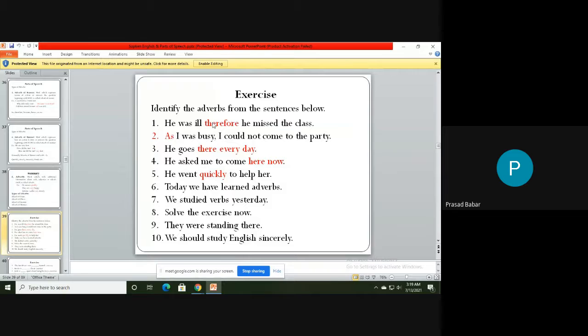It is an adverb, but what will be its type? Is it adverb of time? Is it adverb of manner? Is it adverb of reason? Or is it adverb of place? Which will be the type of this adverb? Yes? Answer me.